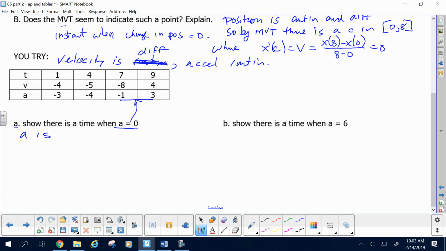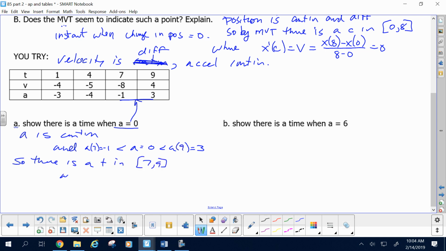A is continuous, and A equals 0 is between A at 7, which is -1, and A at 9, which is +3. So there must be a time in 7 to 9 when A equals 0. It's probably the easiest way to go. Yeah? By IVT.